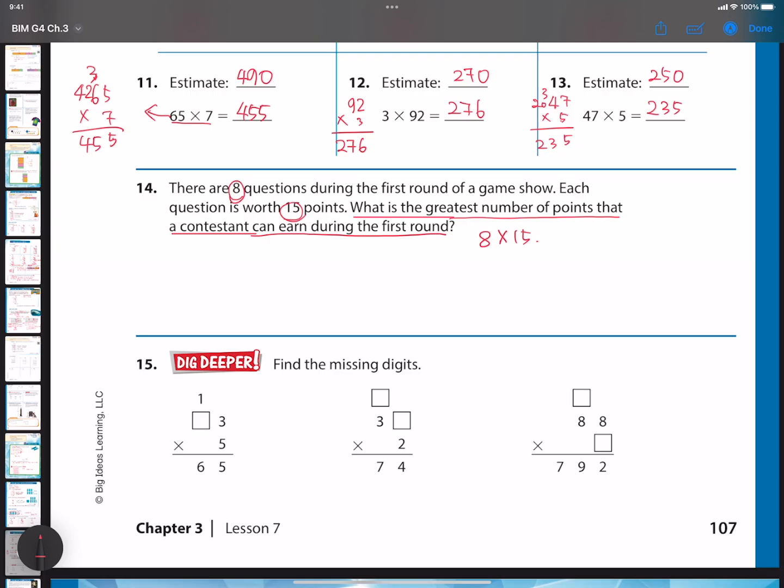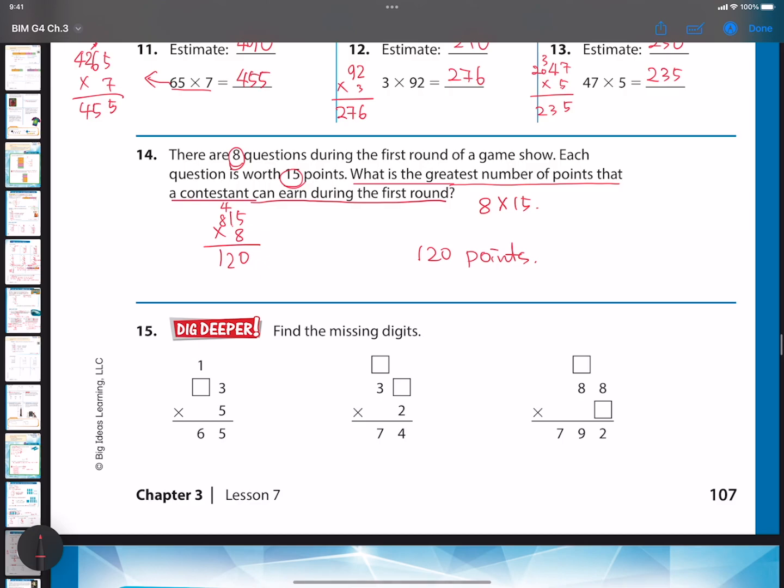So let's go ahead. 15 times 8, we are going to rewrite it. And let's go ahead. 5 times 8 is what? 40. And carry 4 up. And 8 times 1 is 8. So 4 plus 8 is 12. So the answer is 120 points.